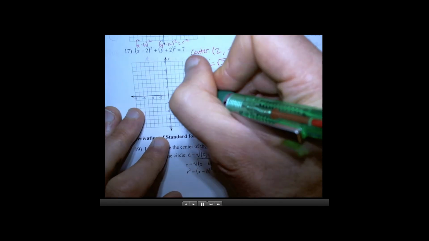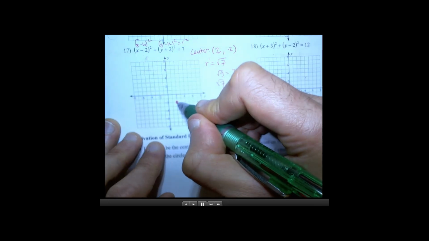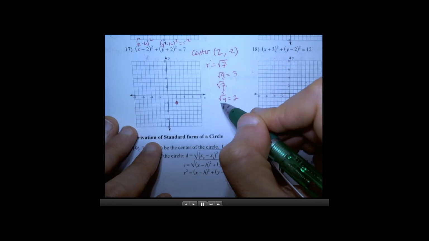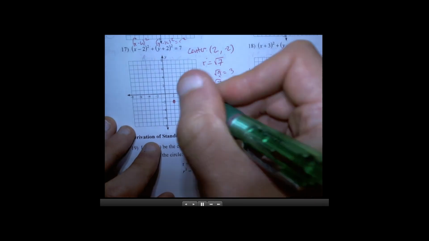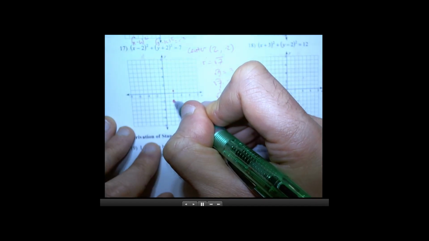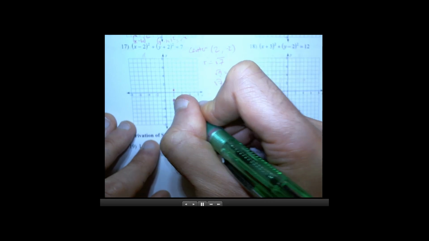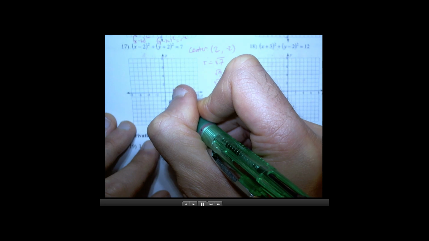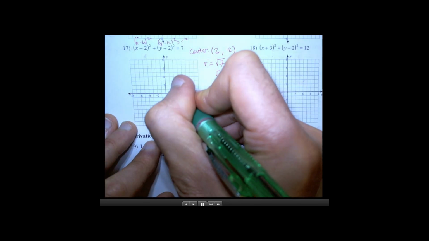So let's put our center here at 2, negative 2. And then let's do a radius of square root of 7. Let's just say about 2.6. We don't know exactly, it's just between 2 and 3. So we'll go up 2, and then 0.6, a little bit past halfway. Then over 2, 0.6. Down 2, 0.6. Left 2, 0.6. So a little bit over 2.5. And then again, just connect your circle.